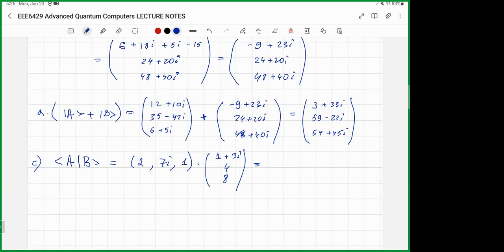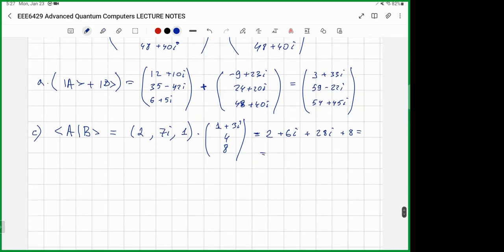the corresponding components. So it will be 2 times 1 plus 3i. Let me write this right away. So it will be 2 plus 6i. Then the second one, 7i times 4, which is 28i. And plus 1 times 8, which is 8.